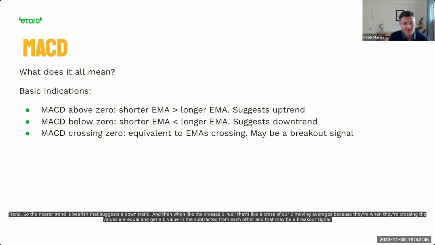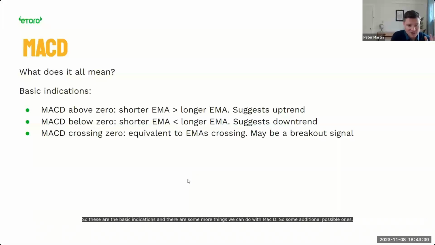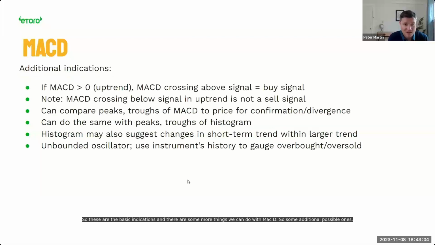That suggests a downtrend. And then when MACD crosses zero, well, that's like a cross of our two moving averages, because when they're crossing, their values are equal. We get a zero value when they're subtracted from each other, and that may be a breakout signal. So these are the basic indications. And there are some more things we can do with MACD. So some additional possible ones.